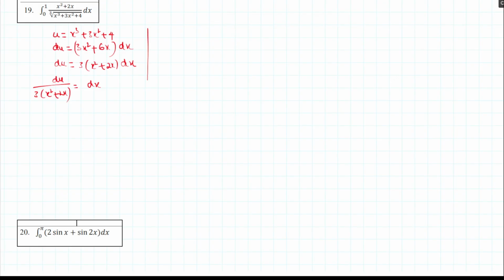Okay, and the limits are, when x equal to 0, then u equal to 0 cube which is 0, and 3 times 0 square which is 0, then we have the 4. And x equal to 1, we have u equal to 1 cube plus 3 times 1 square plus 4, which is 1 cube is 1, and 3 times 1 square is just 3, plus 4, which is 1 plus 3 is 4, 4 plus 4 which is 8.